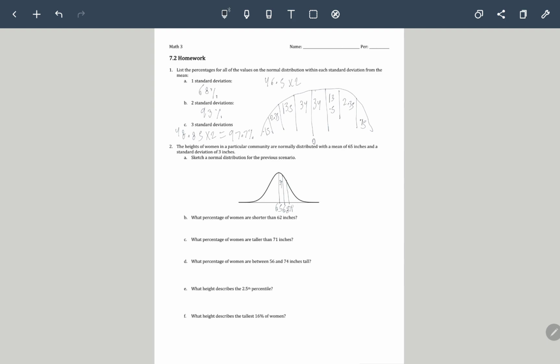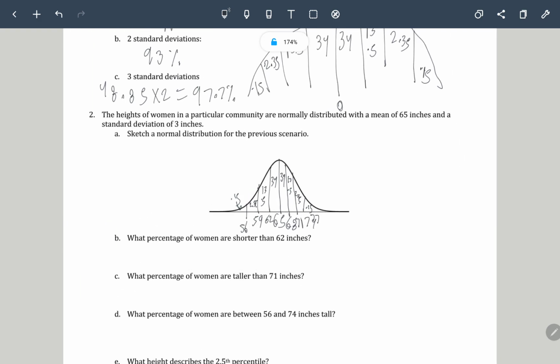That'll be 71, 74. Sorry, 74. Let me erase this. 74. And then so on. So I'm going to finish this and I'm going to come back. All right, I have returned. And essentially what I did here was I added to the greater side. So I did 65, which is the mean, plus 3, 68, plus 3, 71, plus 3, 74, plus 3, 77. And then 65 minus 3 on the lesser side would be 62, 59, and 56, right?